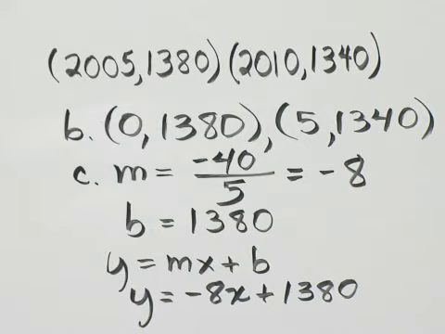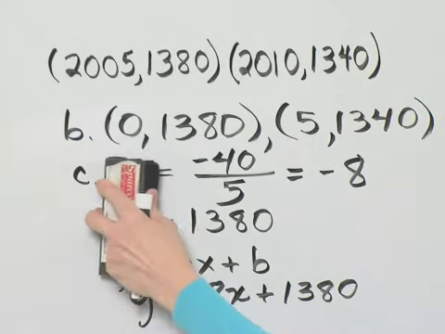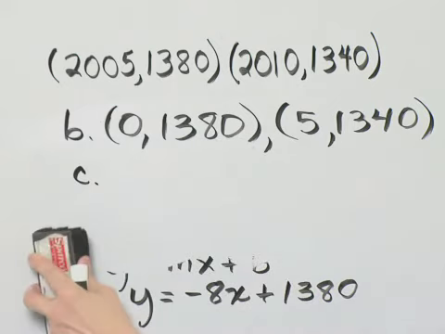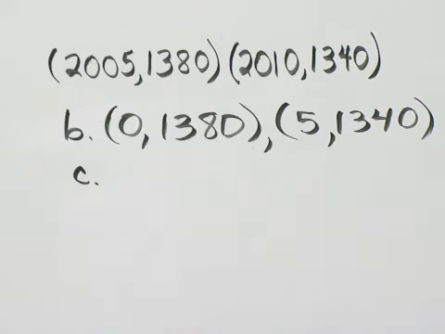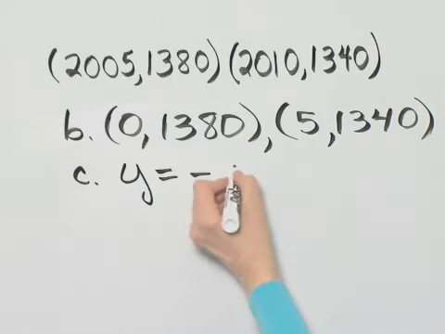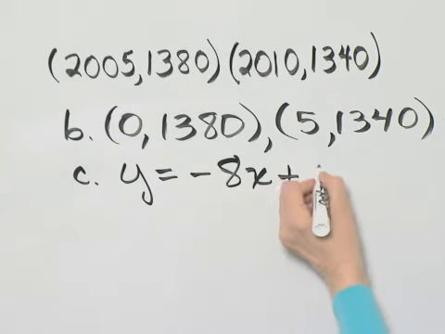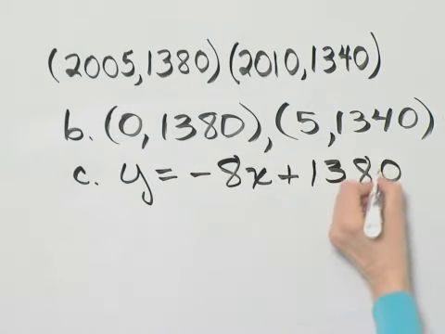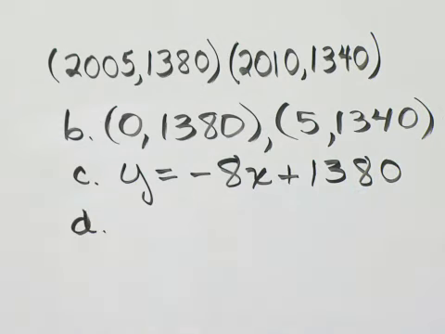Now, let's move on to part D. Part D, use the equation from part C to predict the number of movie tickets sold in 2015. All right, so I'm going to rewrite this equation, which I got from part C. So from part C, I have y in slope-intercept form is equal to negative 8x plus 1380. Then in part D, I want to use this equation to predict the number of tickets sold in 2015.